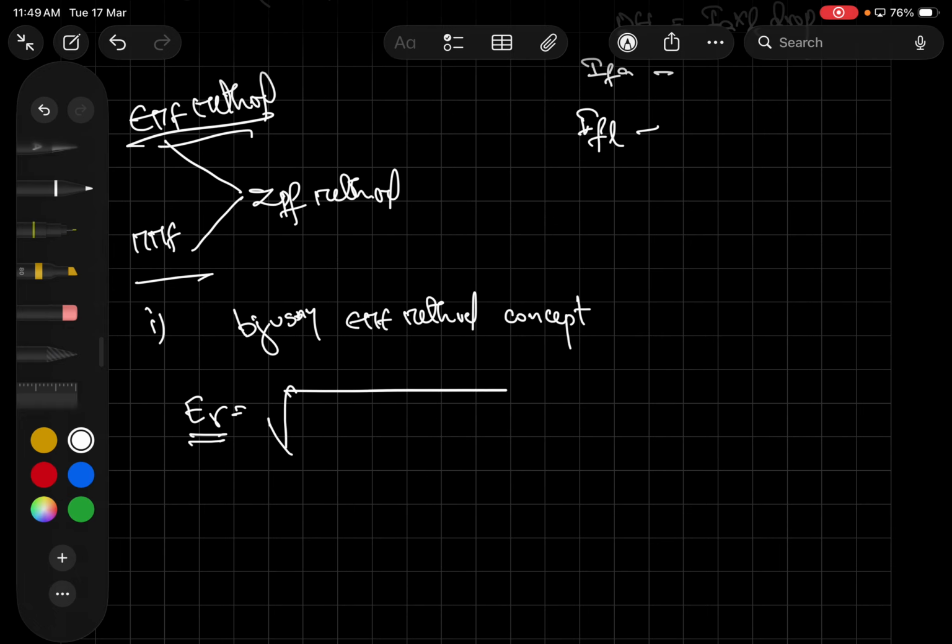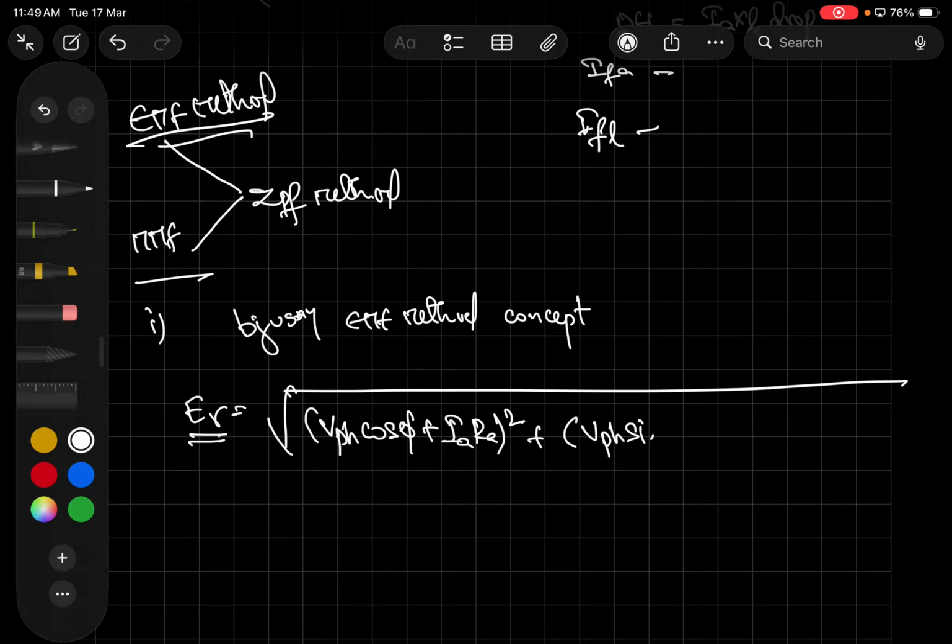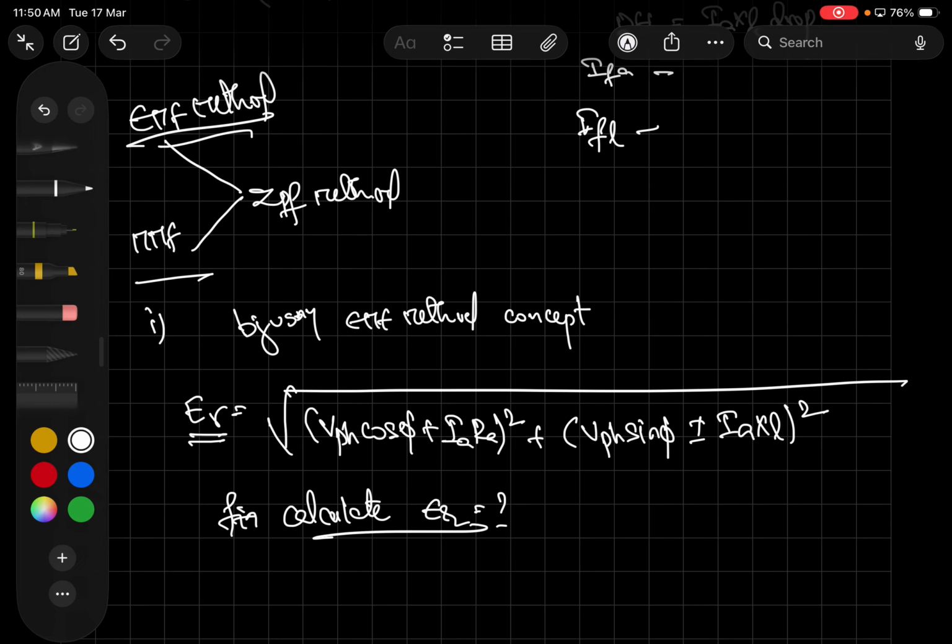Let me first write down this formula here. It is ER equals the square root of (V phase cos phi plus IARA) whole square plus (V phase sin phi plus or minus IA into XL) whole square. By using this formula, I need to calculate ER.